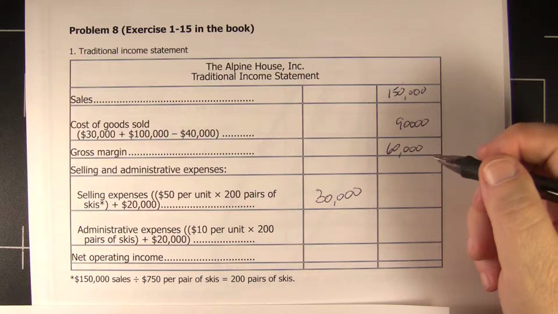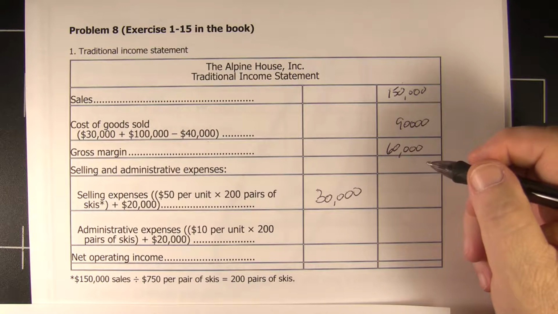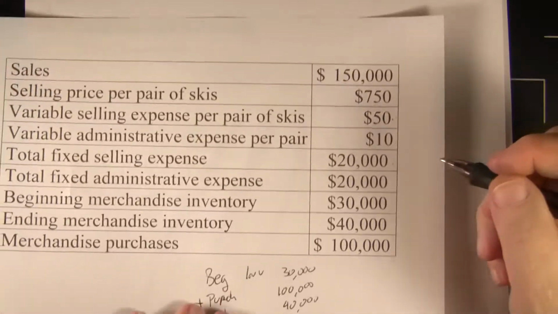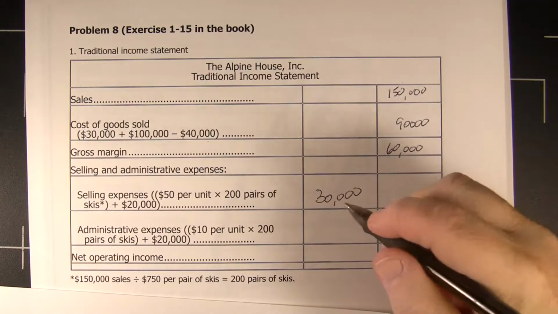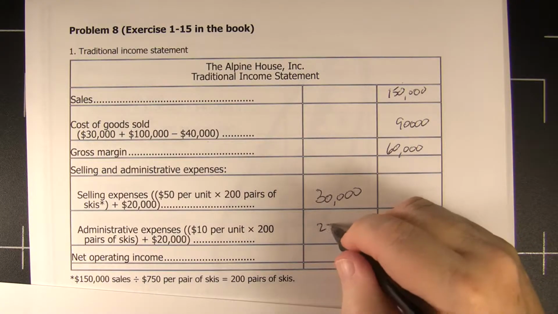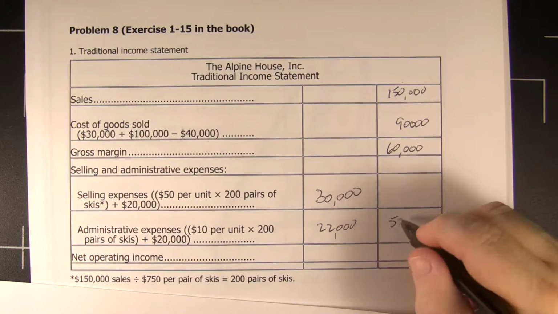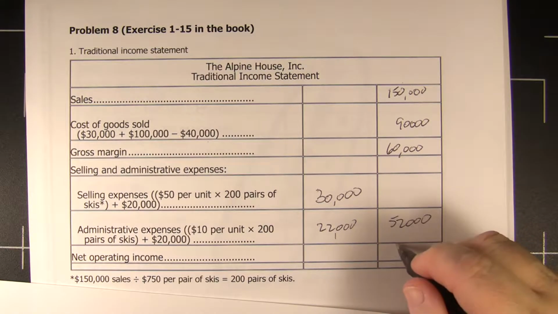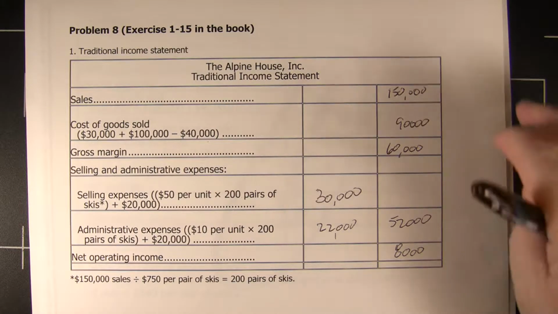And then we have our administrative expense. And again, that's $10 per unit times 200. That's 2,000 plus 20,000 fixed. And again, that information is given to us. So that's 22,000. So our total selling and general admin is 52,000, and our net operating income before tax is $8,000. Nothing there that you haven't done at least 2 dozen times in 2101.